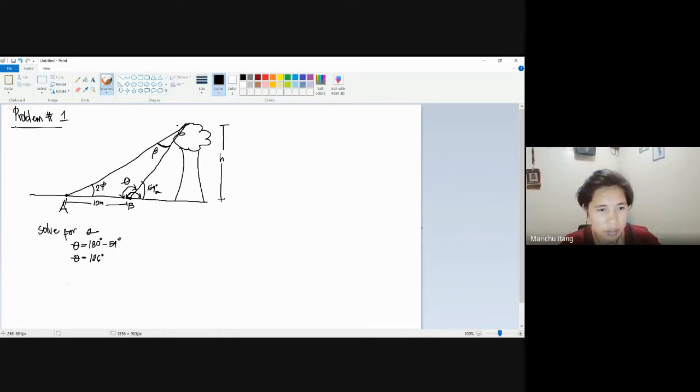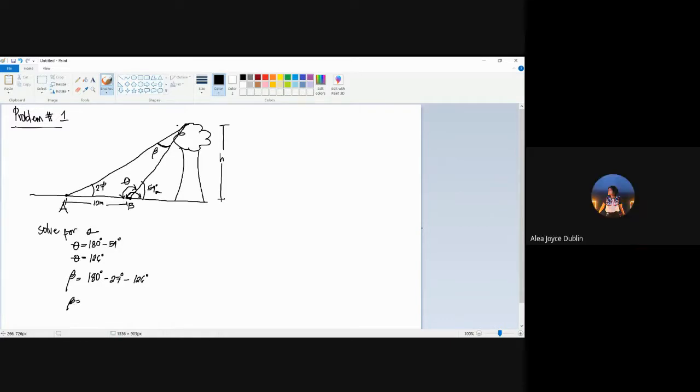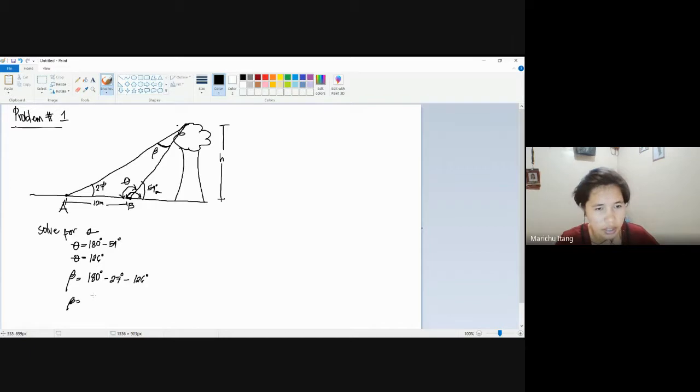So beta is equal to 180 degrees minus 27 degrees minus 126 degrees. So what's the answer? 27 degrees. Okay. To be safe, do not use sine since our angle is lesser than 30 degrees. So it would be better if you are going to use cosine.